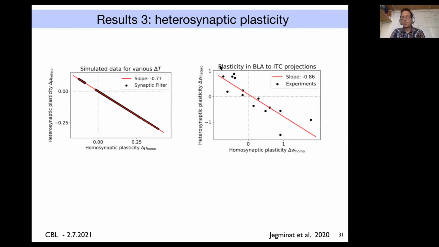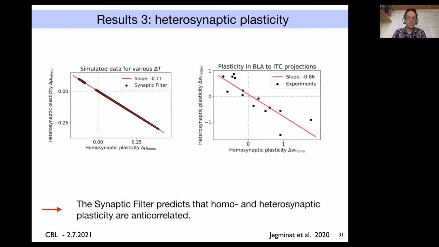And actually there's some experimental support for this as well. In the connection from BLA to ITC, there's also some anti-correlation between homosynaptic plasticity and heterosynaptic plasticity. So there's a nice argument for this synaptic filter. And maybe you don't want the full synaptic filter because of scaling, but maybe a block-diagonal version where dendrites compute locally, and the effect of those blocks might be, let's say, a way forward.